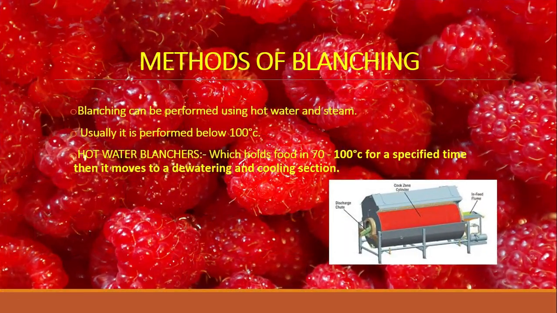What are the methods of blanching? Blanching can be performed using hot water and steam. Usually it is performed below 100 degrees Celsius. Hot water blanchers hold food at 70 to 100 degrees Celsius for a specified time, then it moves to a dewatering and cooling section.